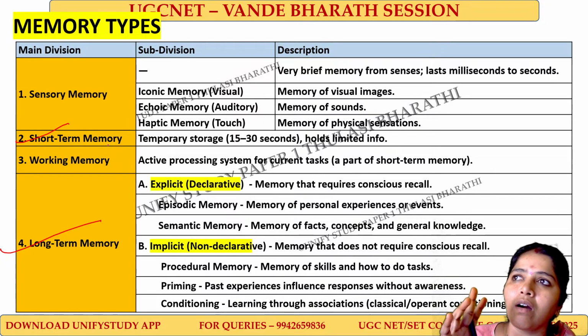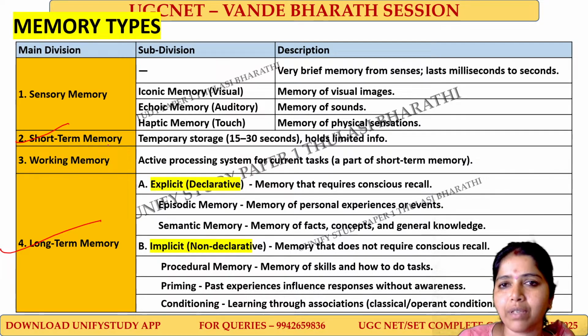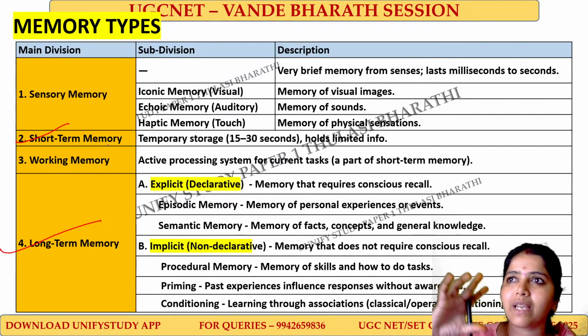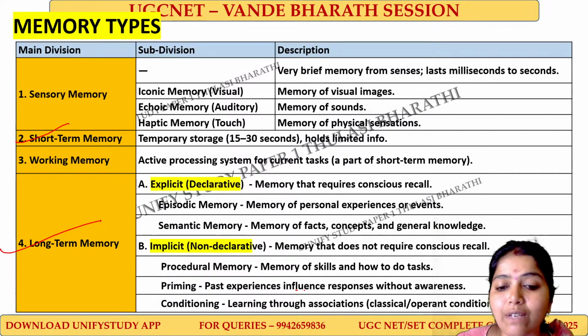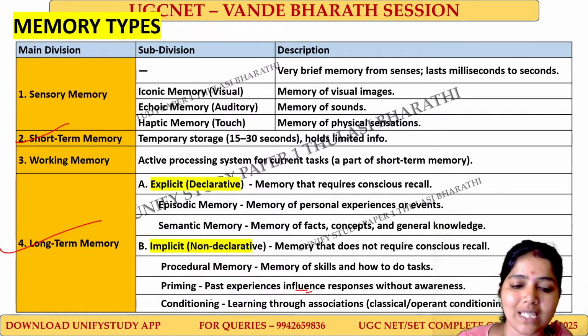If I say a yellow color fruit at this time, in April and May, we say immediately, mango. Right? Because we have the past experience. At this month we will be getting this fruit. So past experiences influence the responses without any awareness. Conditioning means what? Learning through associations.